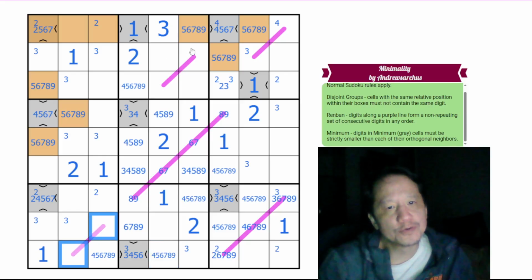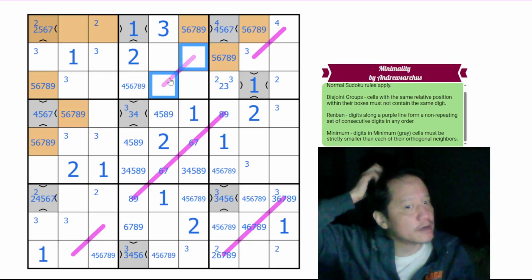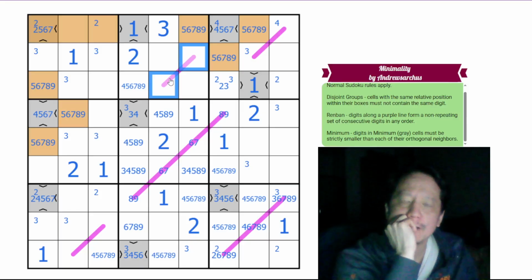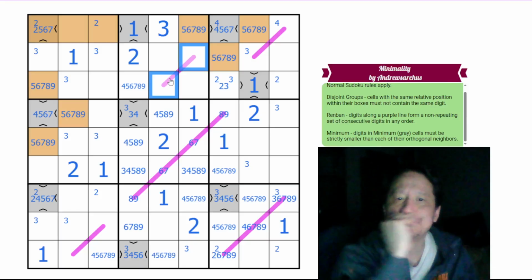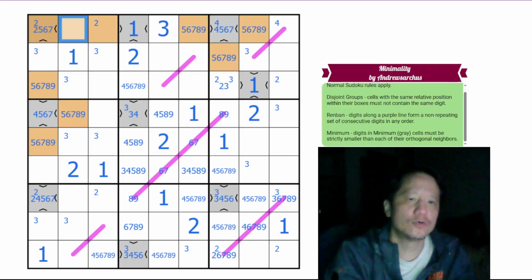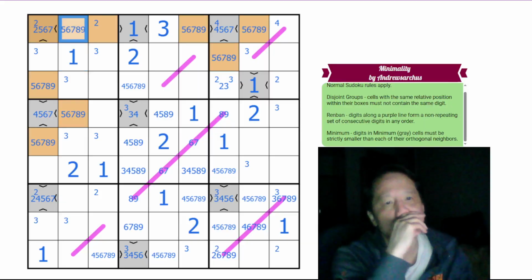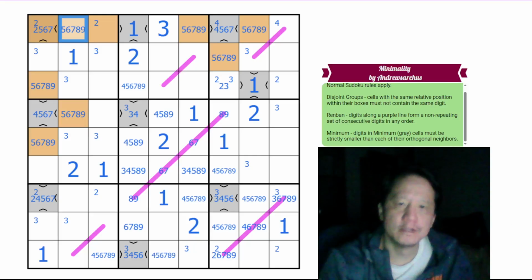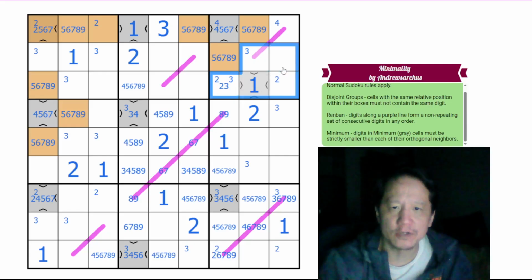This is 4 through 9. We have 4 through 9 there, but that's not really restrictive, at least not yet. This can't be 1, 3, or 4. Can't be 2, so this is 5 through 9. This is obviously all orange here.